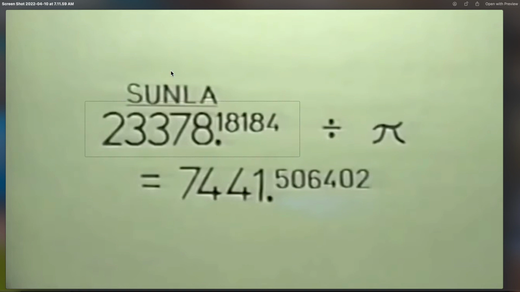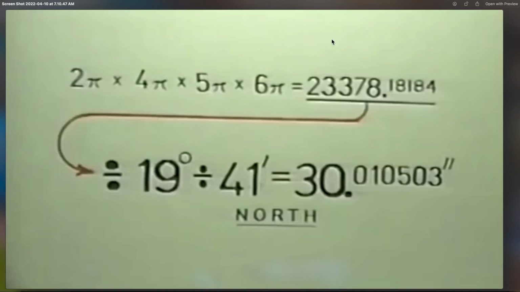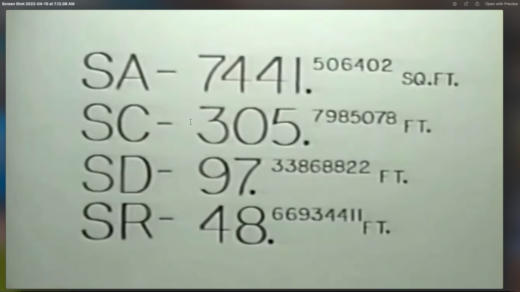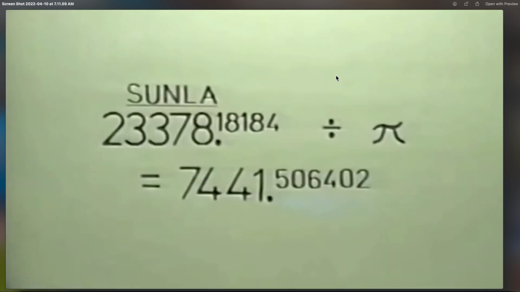And if we take that same value, the 23,378, which we got from 2 pi, 4 pi, 5 pi, 6 pi, we divide it by pi again. We get 7441.506402, which has to do with Stonehenge. It's the surface area of Stonehenge in square feet. 7441.506402. Like, these are like to the decimal.